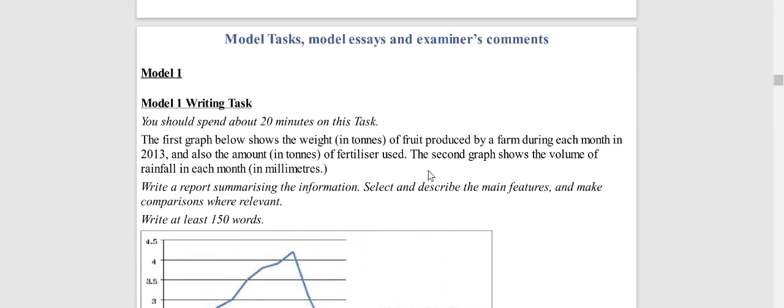Writing model, you should spend about 20 minutes on this task. The first graph below shows the weight in tons of fruit produced by a farm during each month in 2013, and also the amount in tons of fertilizers used. Fertilizer means something that's used for increasing the speed of growth of the fruits.